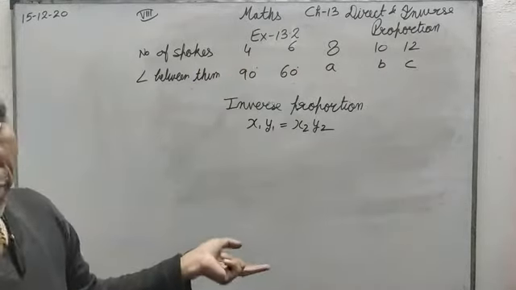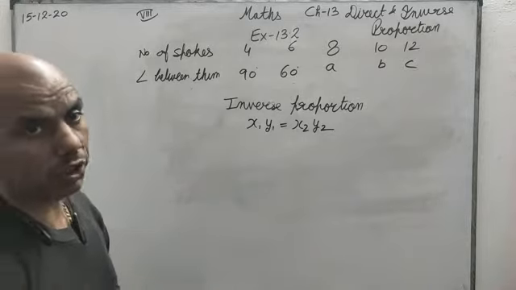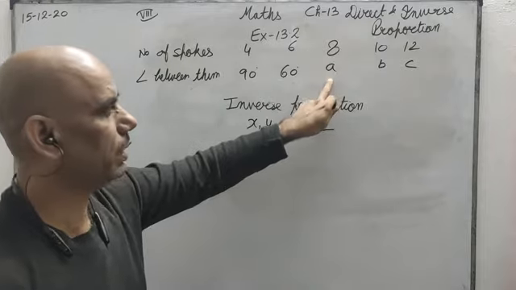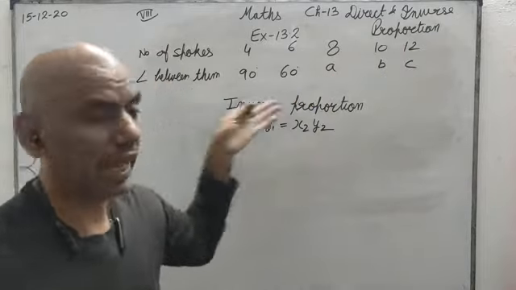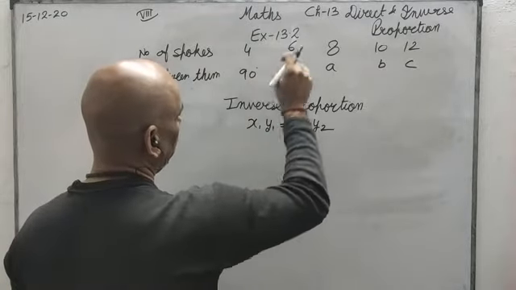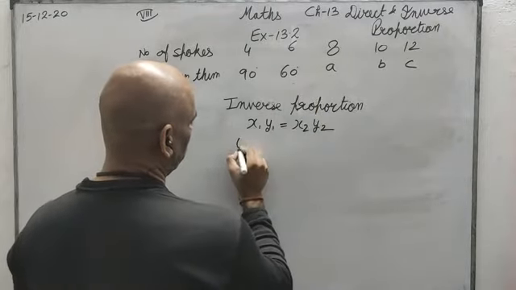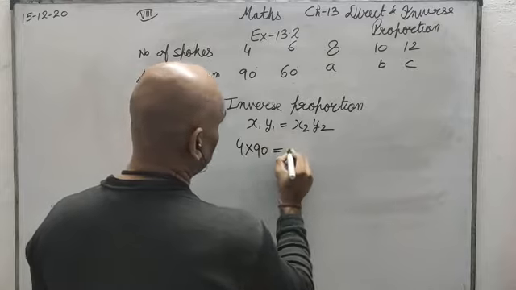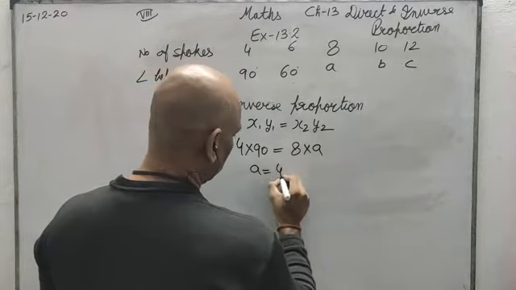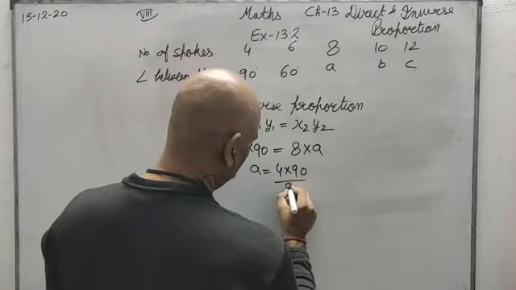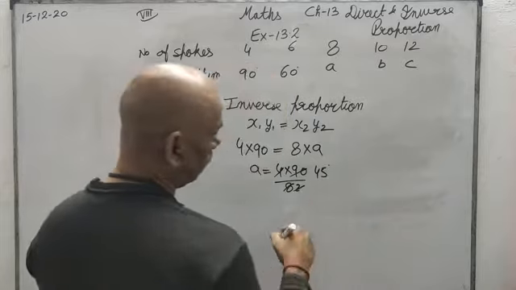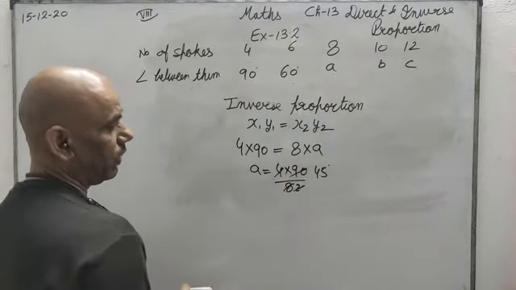Now as we have discussed this example earlier, as many spokes as there are, the angle will be that much less. If the spokes are increasing, the angle will be decreasing. So it is an inverse proportion. You can take 4 or 90, you can take 6 or 60, it is up to you. So 4 into 90 is equal to 8 into A, and hence A is equal to 4 into 90 upon 8. 4 2s are 8, and then it is 45. So the value of angle A is 45 degrees.